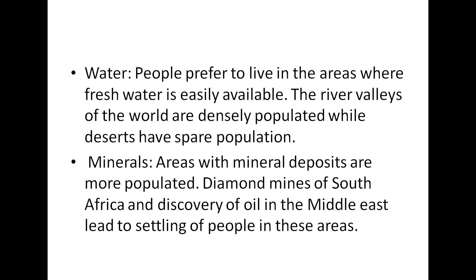Now water. People prefer to live in the areas where fresh water is easily available, because the river valleys of the world are densely populated while deserts have sparse population. Water is a necessary thing for living. We cannot live without water. Water is the most basic thing that is required by each and every person. So people prefer to live in areas like river valleys, which are densely populated, while deserts have sparse population. In the desert area where there is less water availability, most of the people don't want to live. Then the next is minerals.